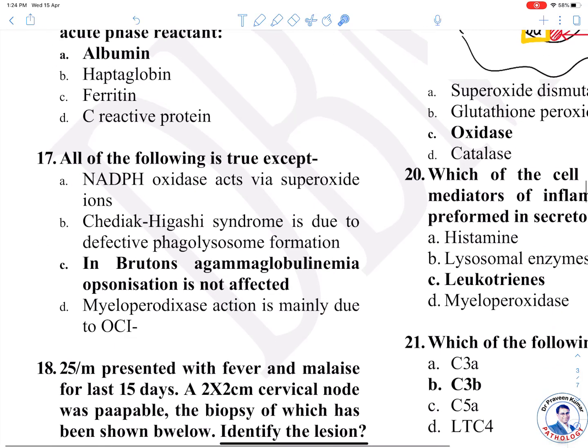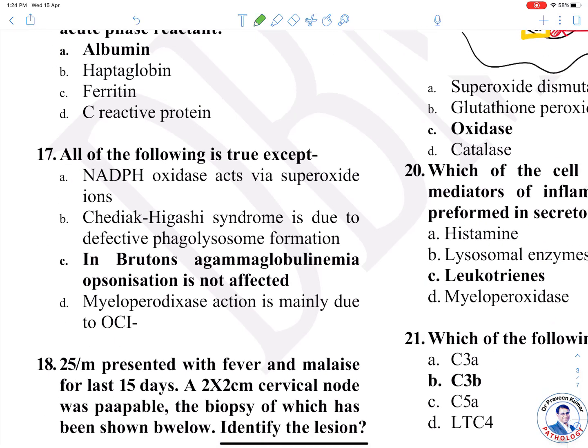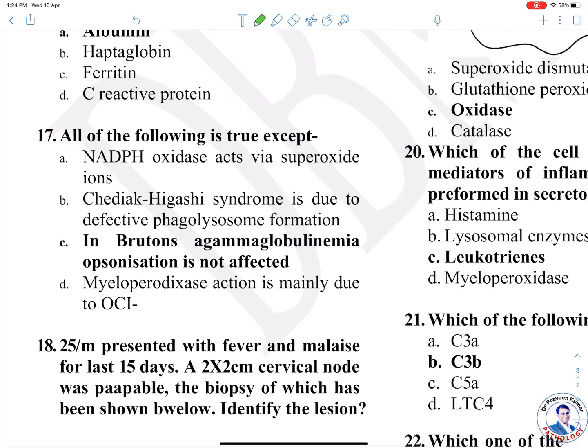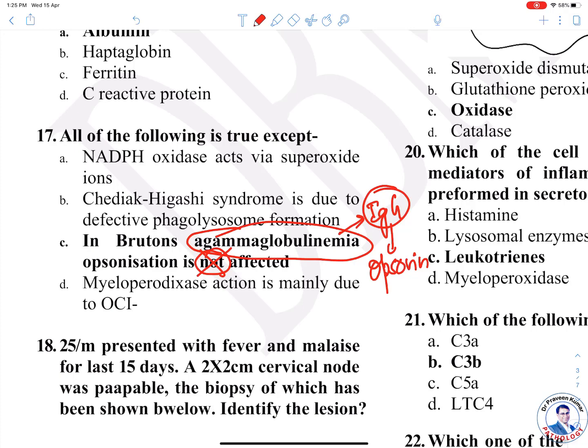Question 17, many of you have asked me a doubt. I think you have clearly excluded options A and B. So you are asking me, sir, why is opsonisation not affected? Because you see in Bruton's X-linked agammaglobulinemia, if there is no antibody, there should not be any IgG. And IgG is an opsonin. So definitely in Bruton's, opsonisation is affected and therefore this is the answer. It definitely is the answer.